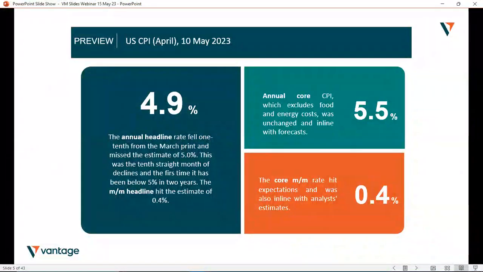Slightly weaker than expected, it caused US Treasury yields at least to decline on the day and improved the rather fragile risk sentiment again. Headline inflation was 4.9%, the first time we've seen a sub 5% number since April 2021. Core printed at 5.5%, in line with forecasts. On a monthly basis, both headline and core came in at 0.4%, so still strong.